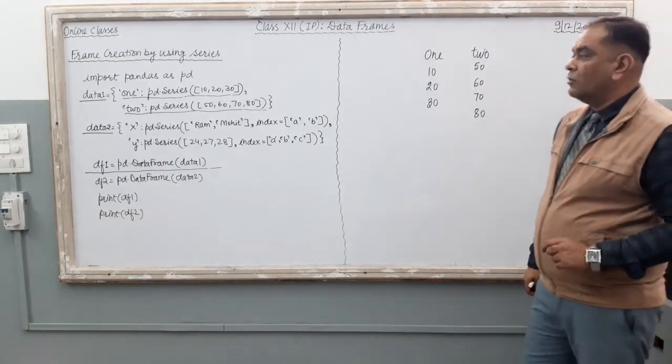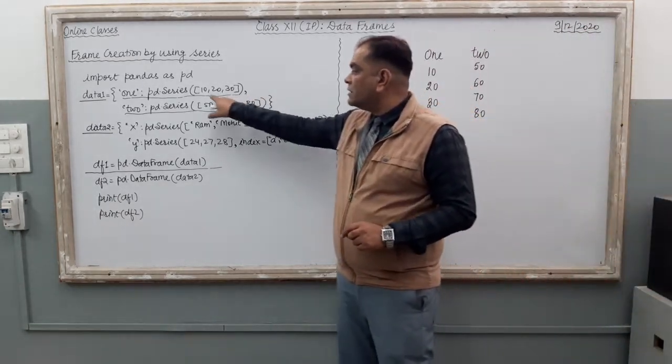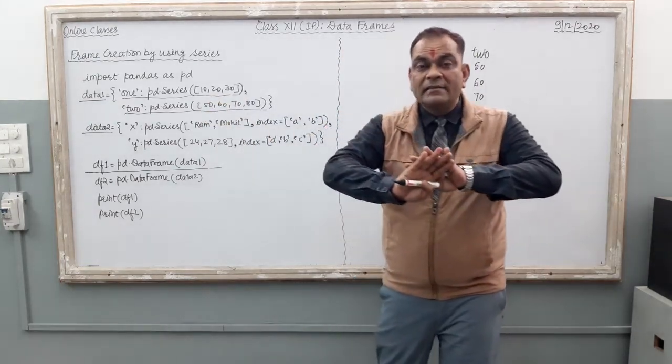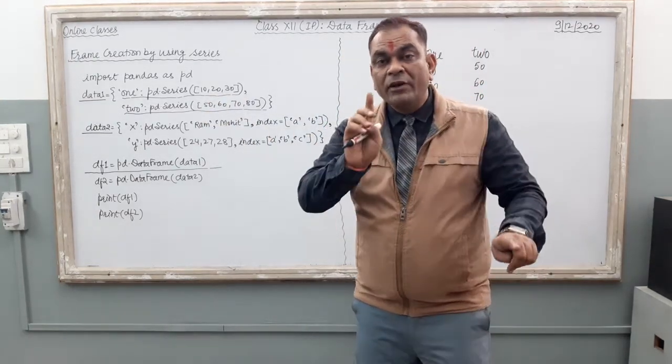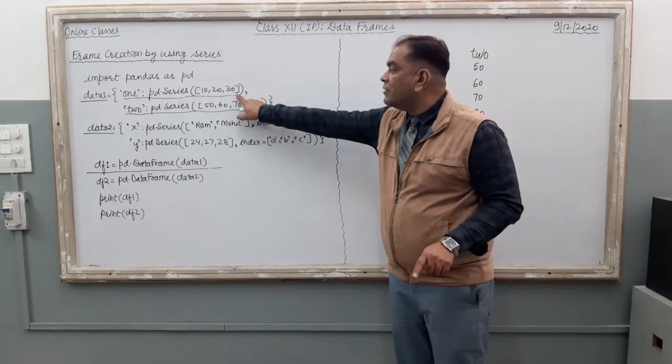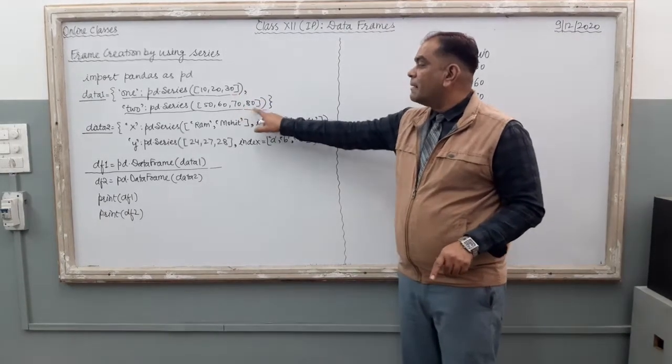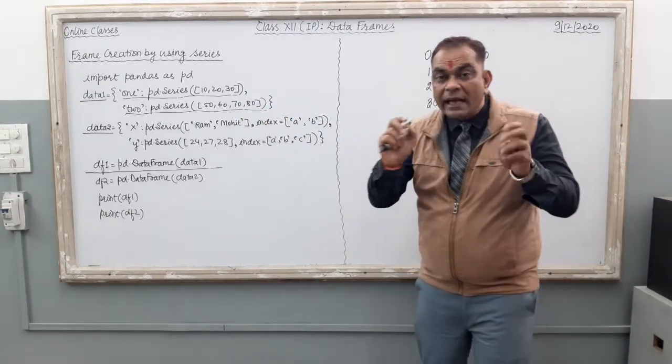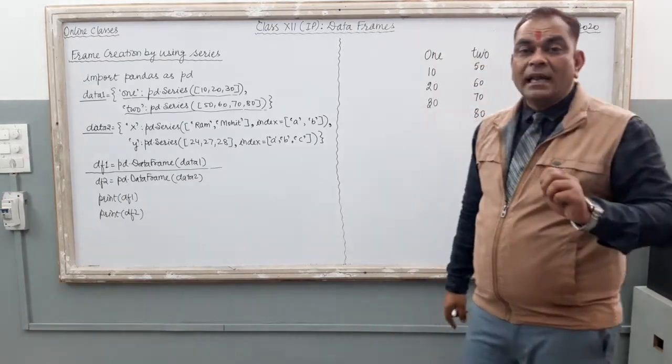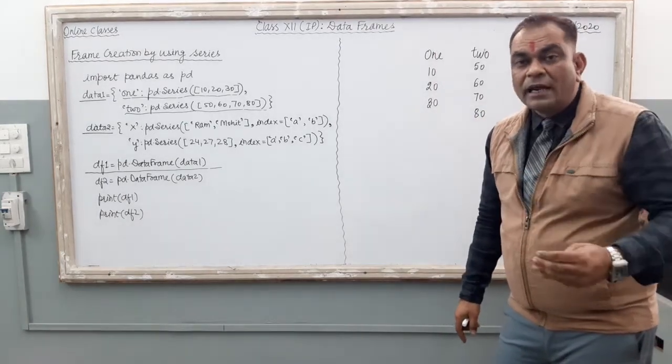Clear? Now the thing is here, if you see the series, no index attribute is supplied with the series command. No index is used, only the data part, only data part, no index. When you do not give an index, what does the computer put by default? 0, 1, 2, 3, 4, 5, 6 like this.